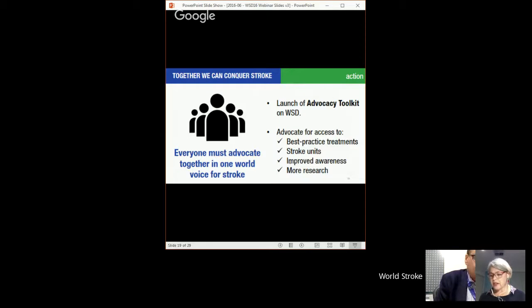Ultimately, we have to activate together. Our new advocacy toolkit will be available in the lead up to World Stroke Day to assist in advocacy efforts to improve access to best practice treatments, stroke units, improved awareness, and much more research.